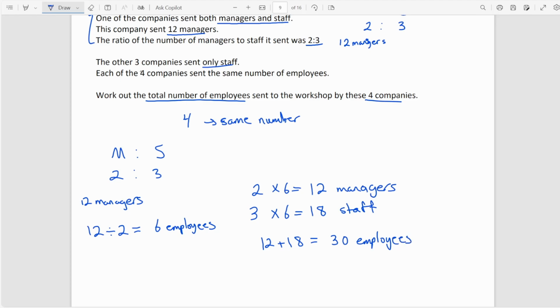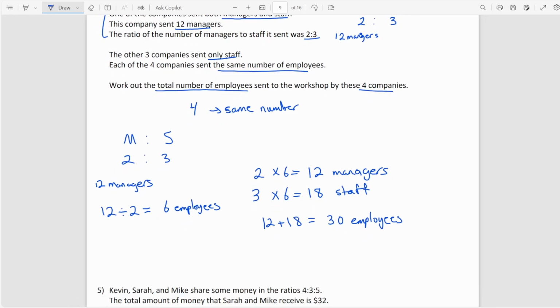The other 3 companies sent only staff, but they all sent the same number of employees. So how many companies do we have? 4 companies. Each of them sent 30 employees because they all sent the same number, and the first one sent 30. So we get 120 employees in total. Yeah, so this should be clear.